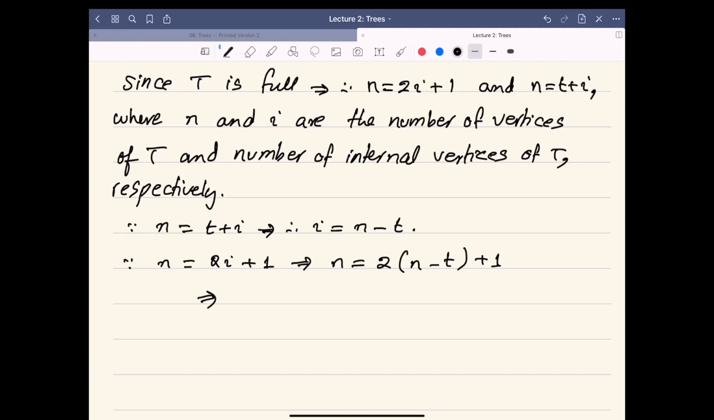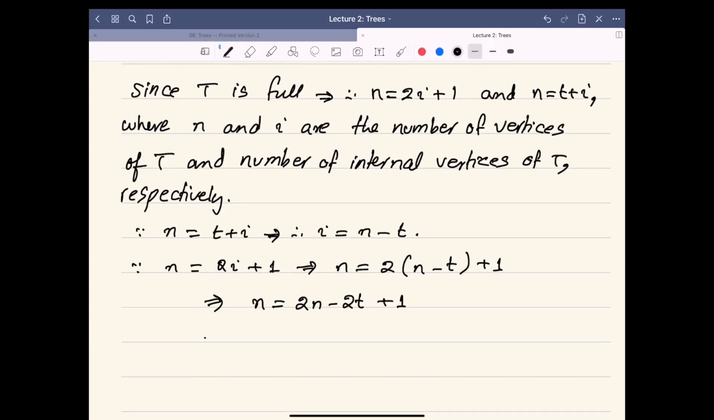Then we do the simplification. n is equal to 2n minus 2t plus 1. Now if you rearrange the equation, we take this n to this side and minus 2t plus 1 to the other side. So we will have 2n minus n is equal to 2t minus 1, and therefore n is equal to 2t minus 1, and this is equation number 2.